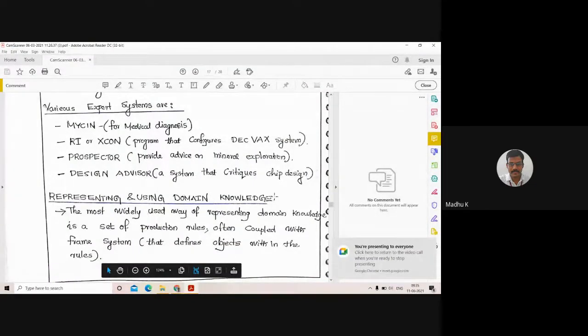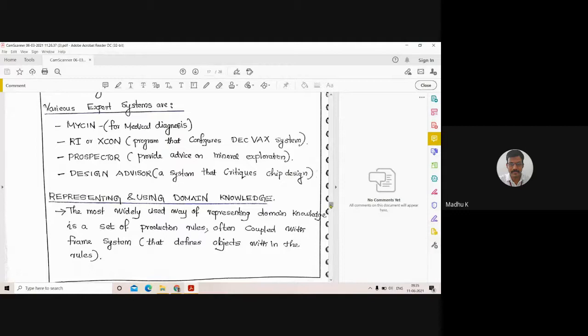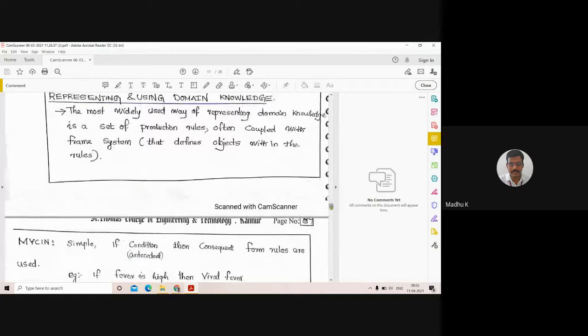Representing and using domain knowledge. How can we represent the domain knowledge? This is the most important concept.